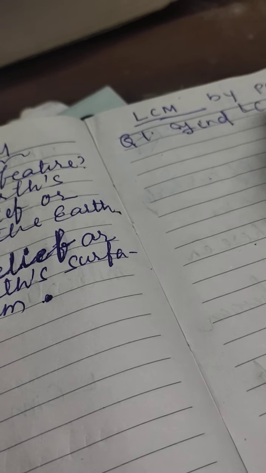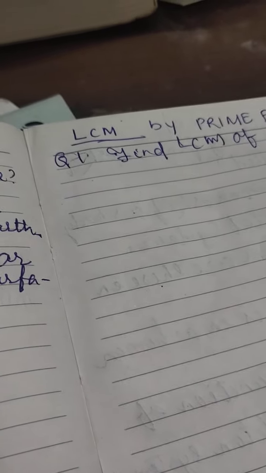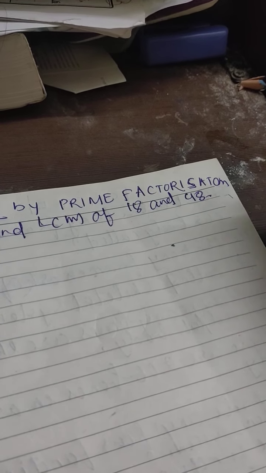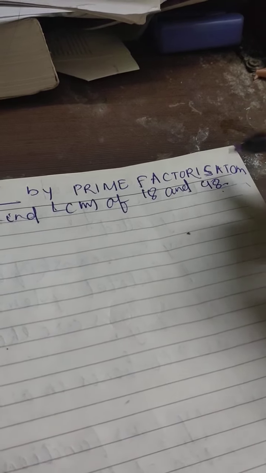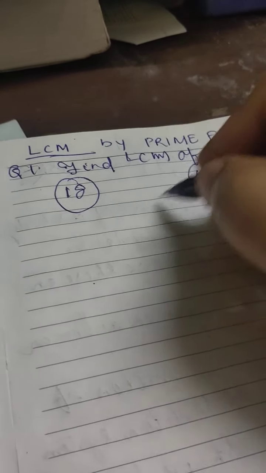Find LCM of 18 and 48 by prime factorization method. It is given in your quick assessment. Then we have to find the LCM of 18 and 48 by prime factorization. We know how to do the prime factorization, so we do prime factorization of 18 and 48 separately.